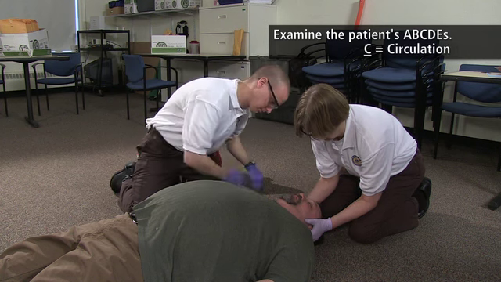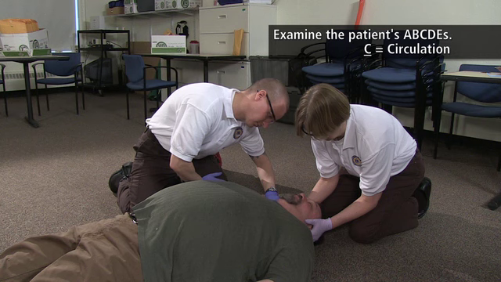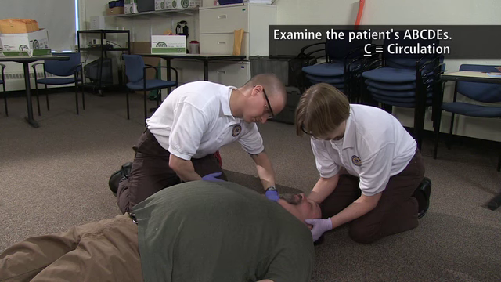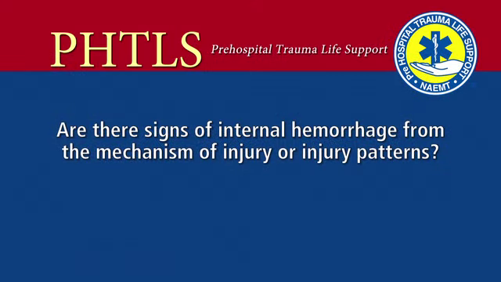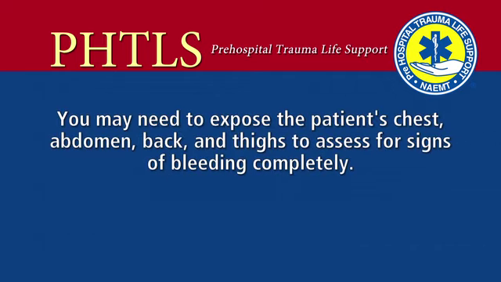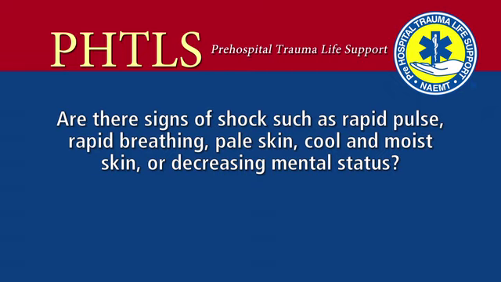C. Circulation. Assess the patient's circulation by checking for signs of gross external hemorrhage. If such signs are present, apply direct pressure or other means of hemorrhage control. Check for the presence of a radial or carotid pulse. Is the pulse absent, too slow, too fast, or adequate? If the pulse is absent, begin resuscitation efforts if indicated. Are there signs of internal hemorrhage from the mechanism of injury or injury patterns? You may need to expose the patient's chest, abdomen, back, and thighs to assess for signs of bleeding completely. Are there signs of shock, such as rapid pulse, rapid breathing, pale skin, cool and moist skin, or decreasing mental status?